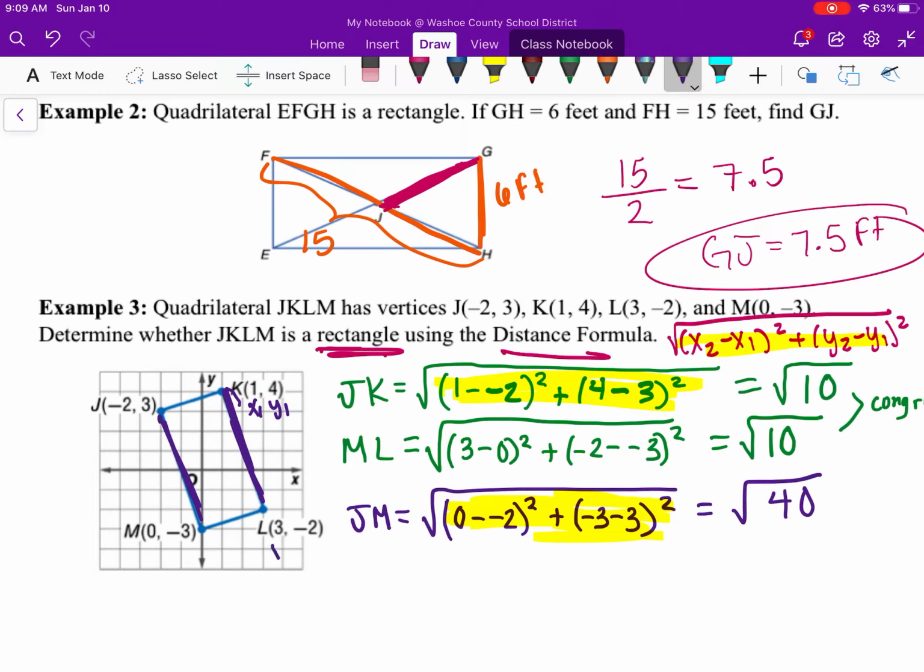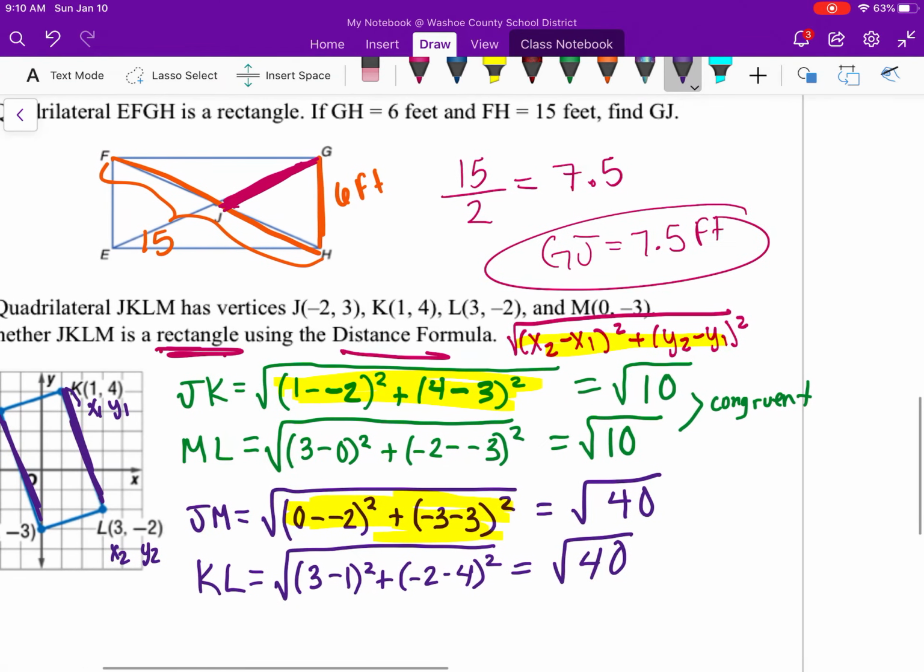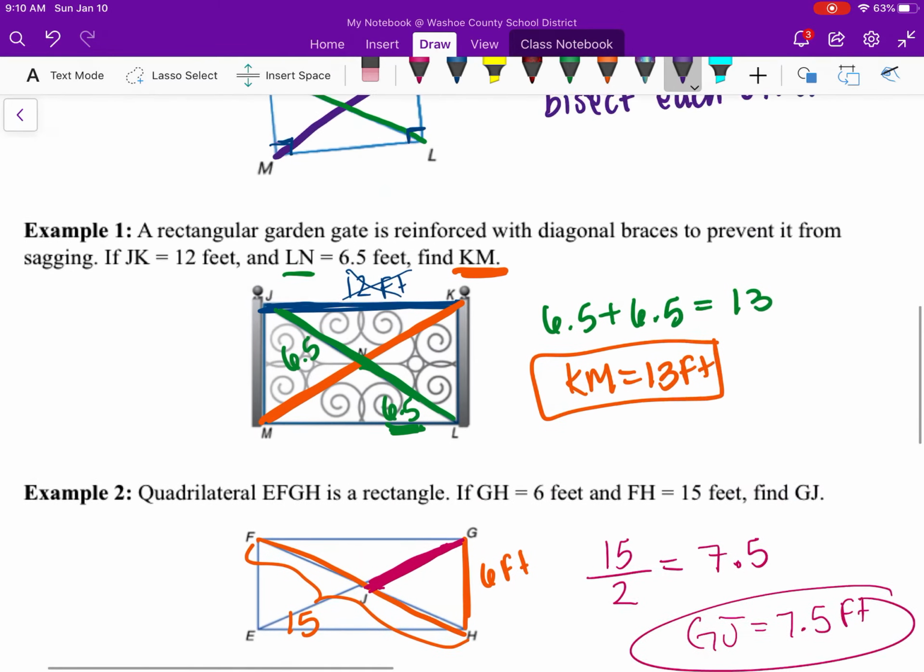So right now, I just did JM. Now I'm going to compare that to KL. And this is x1, y1, x2, y2. Finding the distance of KL. And I do 3 minus 1 squared plus -2 minus 4 squared. And this, when I enter it in the calculator, also gives me square root of 40. So now I have another pair of congruent sides. Okay, so because it's only asking me to find the distance formula, then I can assume yes.